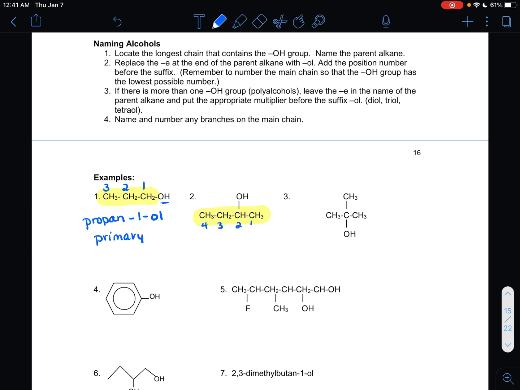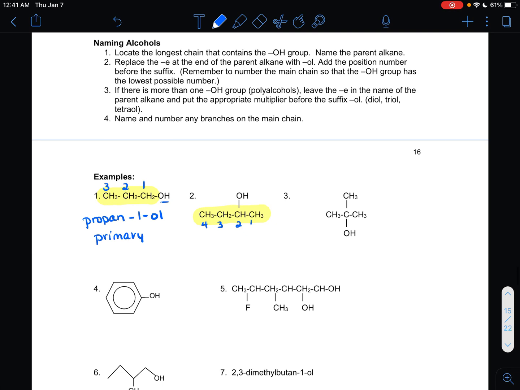So this is 4 carbons. That would be butane. I'm going to drop the E, and I'm going to indicate where that hydroxyl group is. So butan, I've dropped the E, and this is 2-ol. By the way, this is a secondary alcohol. Do you see that the carbon that has the hydroxyl has 2 different carbon chains attached to it? And our third example here has a branch.